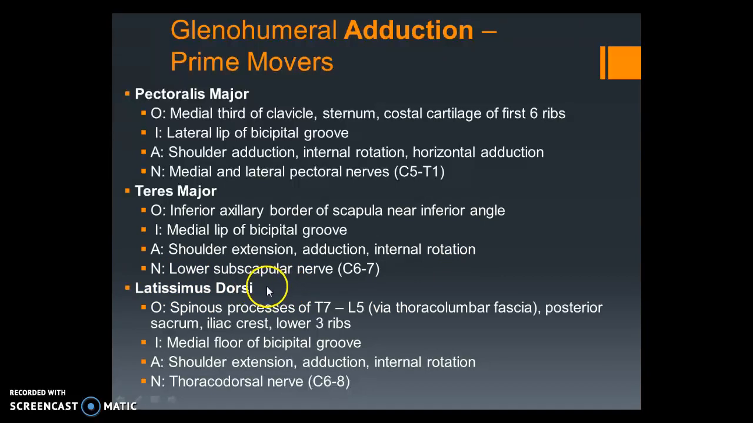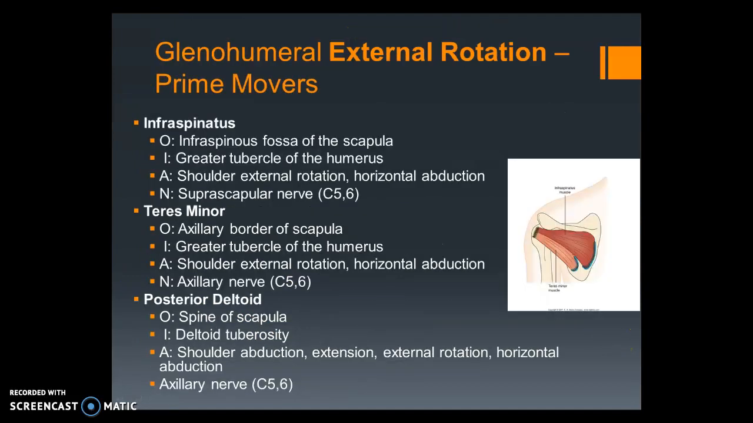The latissimus dorsi originates on the spinous processes. We did this one already. I'm not going to say that again. Moving on. External rotation is your infraspinatus, your teres minor, and your posterior deltoid. And here are these pictures. This is your infraspinatus, and teres minor just shows them in relation to each other.